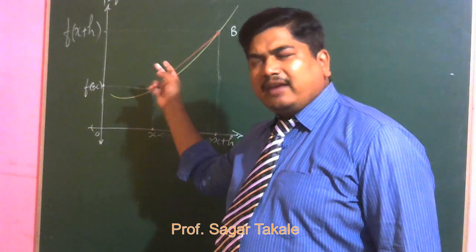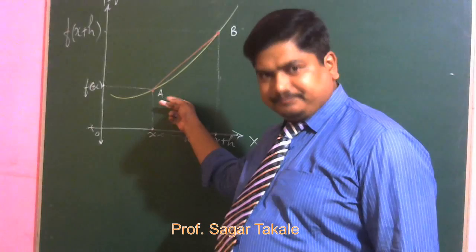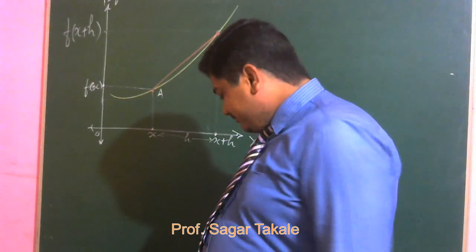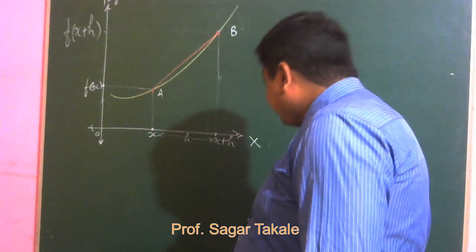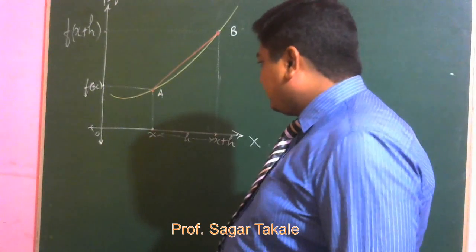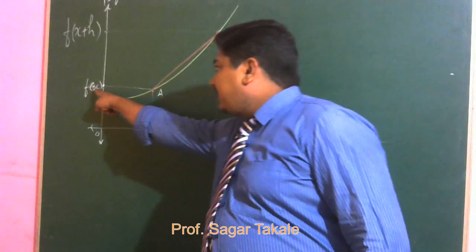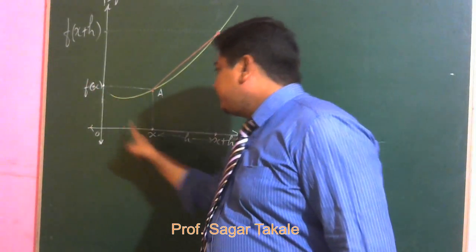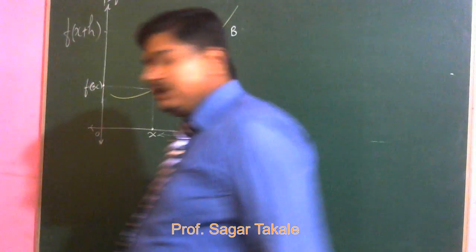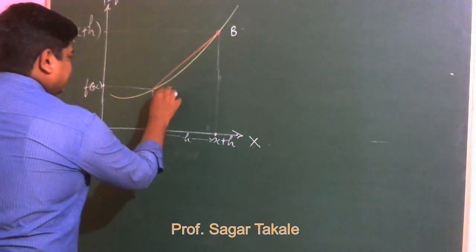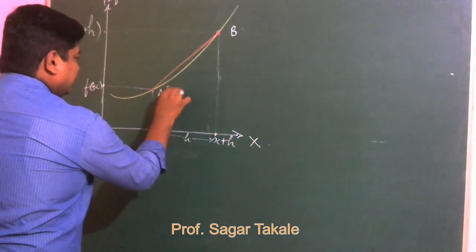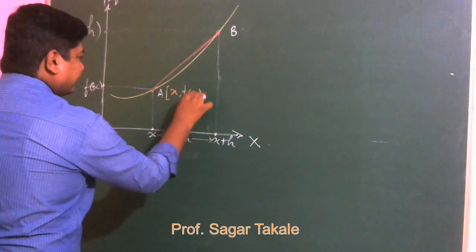So can you tell me the coordinate of point A? What is the coordinate of point A? Here it is x, and what is this one? This one is f of x. That means the x coordinate is x and the y coordinate is f of x. So the coordinate of point A is x comma f of x.